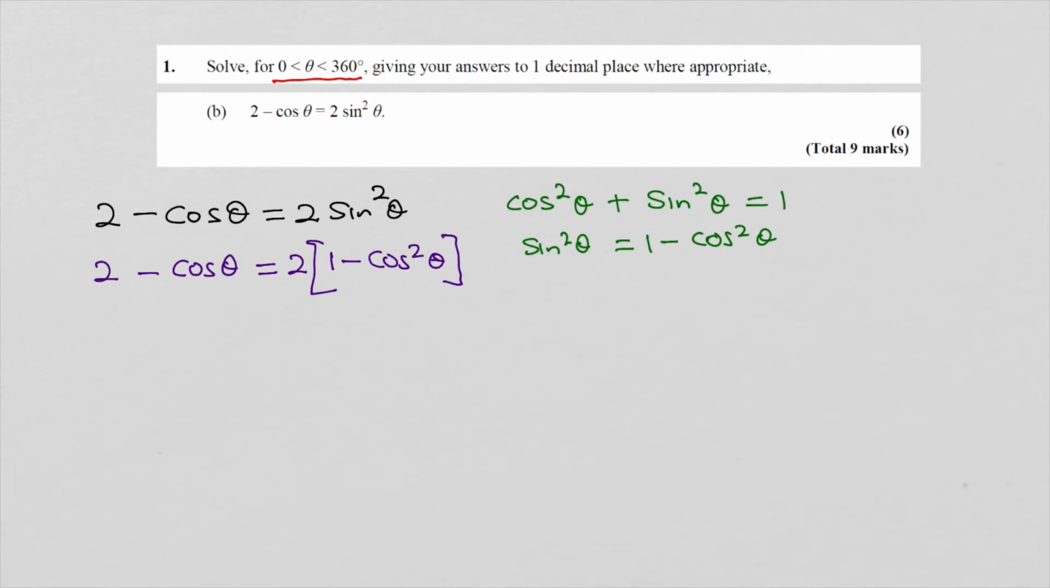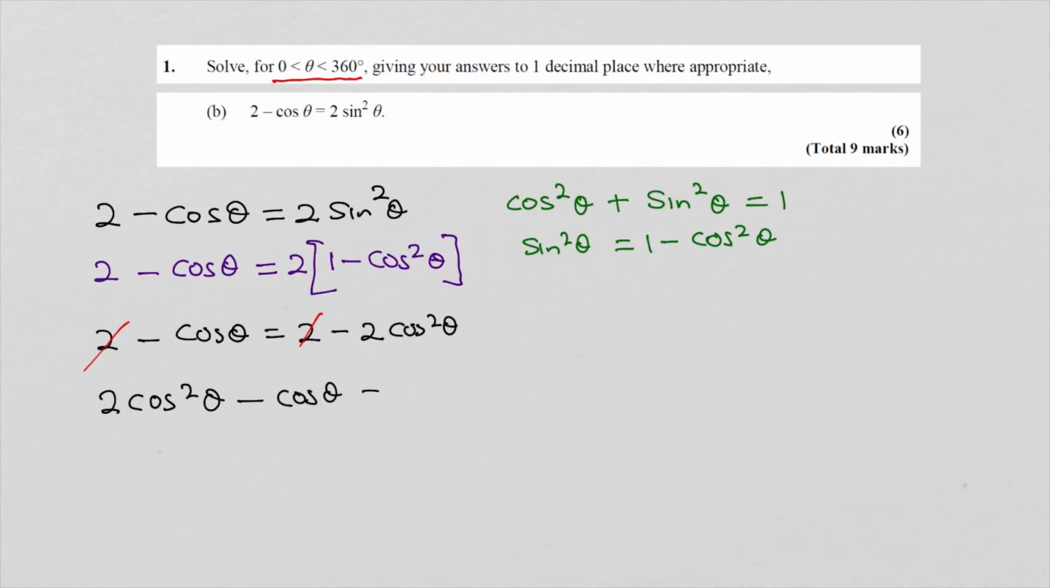So when I open the bracket, I get 2 minus cos theta equals 2 minus 2 cos squared theta. So we can see there is 2 on both sides, so they will cancel out because there's an equal sign in between them, so 2 cancels 2. So I'll get 2 cos squared theta, and I'll move that to the left, minus cos theta equal to 0.